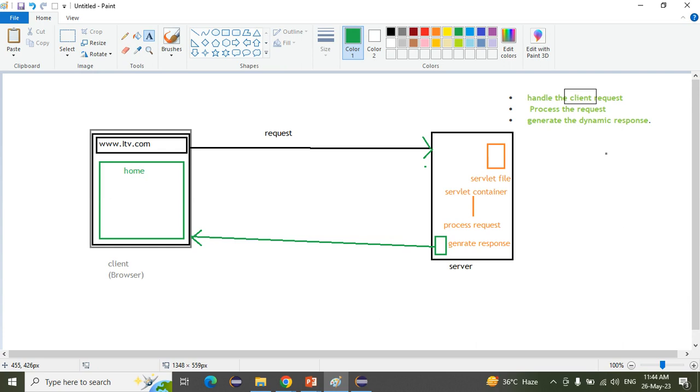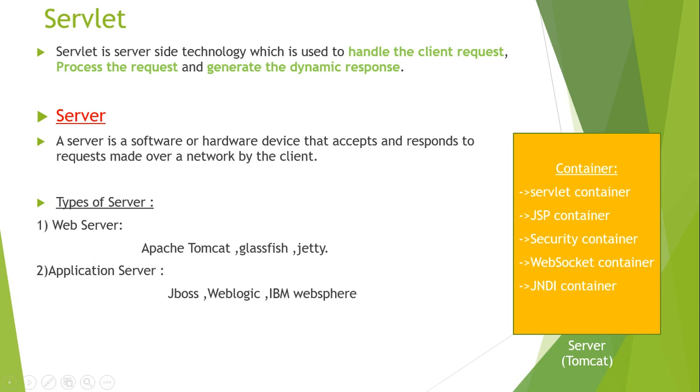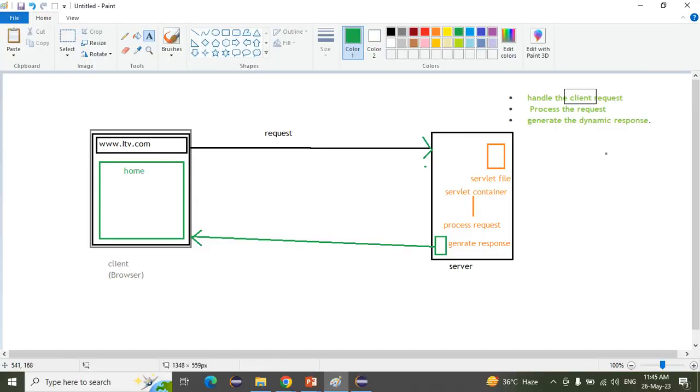Okay, like that. If we enter www.google.com also, it will send the request from the container. If we are sending a JSP file, the JSP container will handle that. It will accept the request, process the request, then generate the dynamic response and send it back to the client browser. And after that we will see the google.com page, right? Like that it will work. That is the working of our servlet.